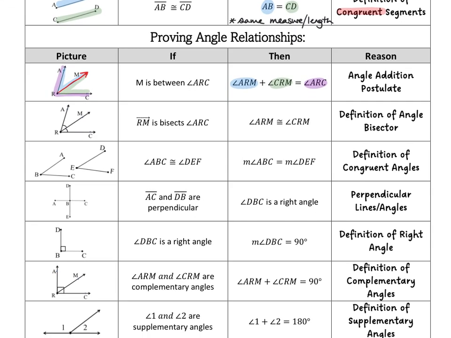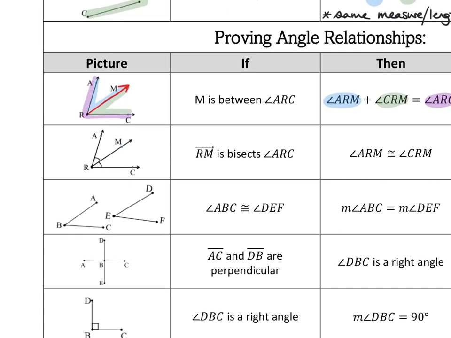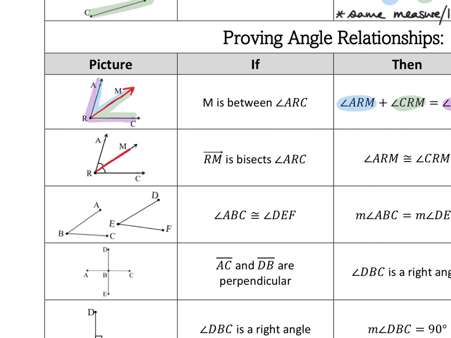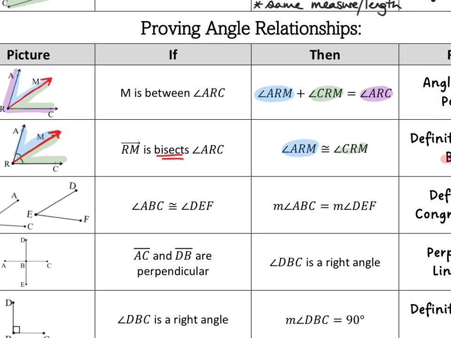Now we see another word that we saw a second ago. It said segment bisector a second ago, but now we have angle bisector. Bisector is a hint that it acts like a midpoint. So if the ray RM is exactly in the middle, it has created two congruent angles. Your two congruent angles are ARM and MRC. We know this because of the word bisects, that it creates two congruent angles.